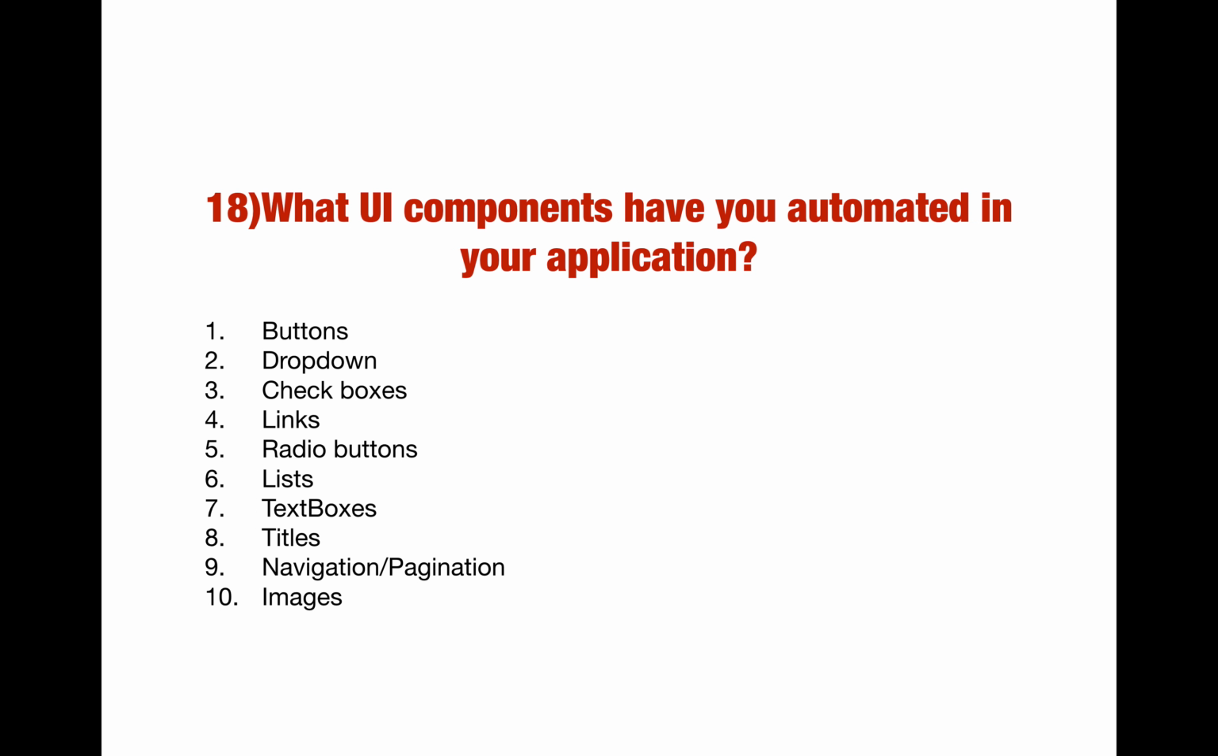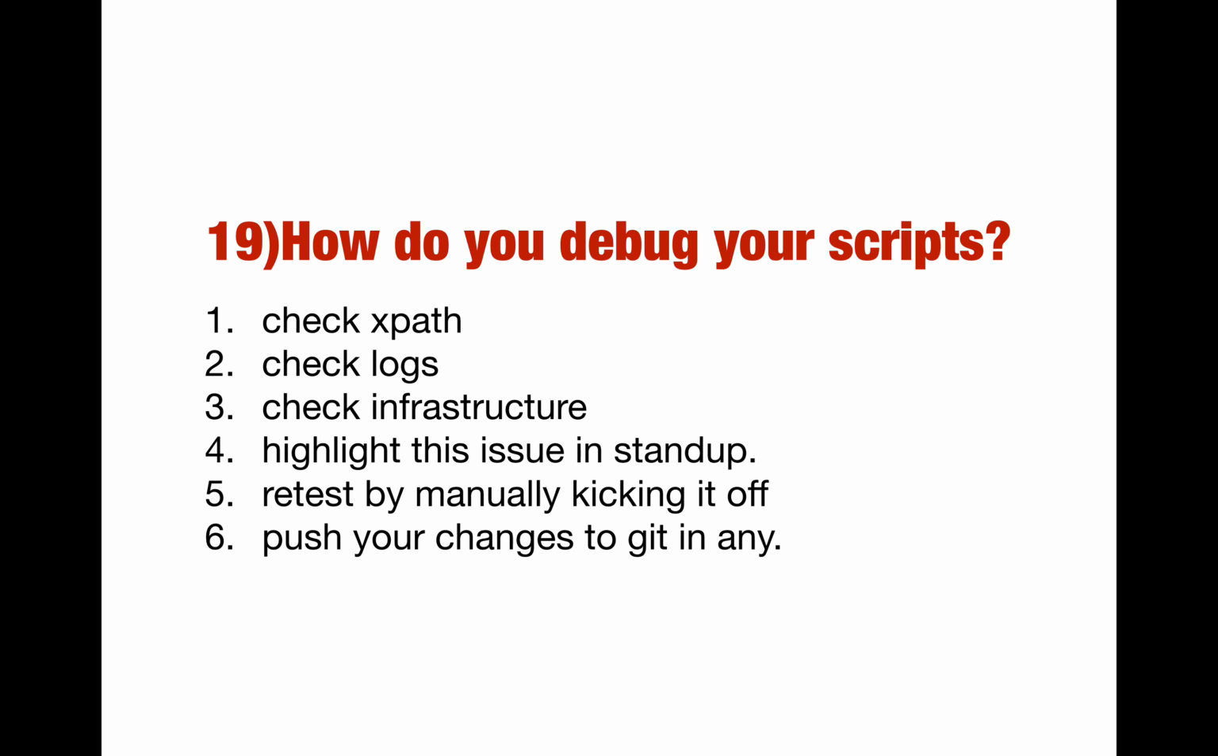What UI components have you automated? When you talk about automation and XPaths, you should know what web elements you have automated on your UI. What are the components that you have automated? So list all the things. These are the things that came to my mind, so you can add whatever you have automated. Usually all the buttons, drop downs, checkboxes, links, navigation, pagination, radio buttons, images, titles can be validated. This is a high level answer, but if they ask you what the components are, you can quickly list all these components.